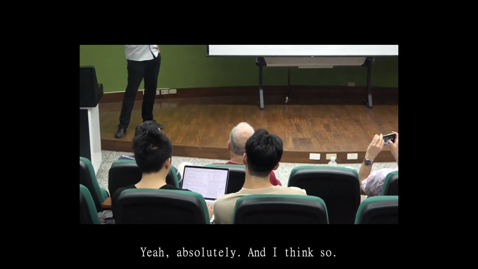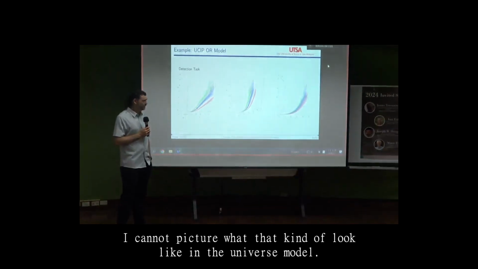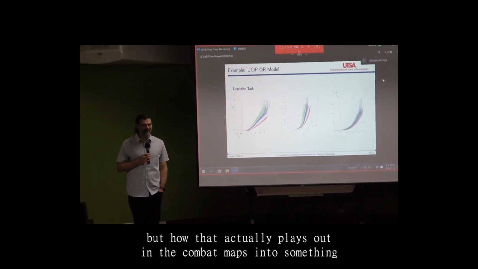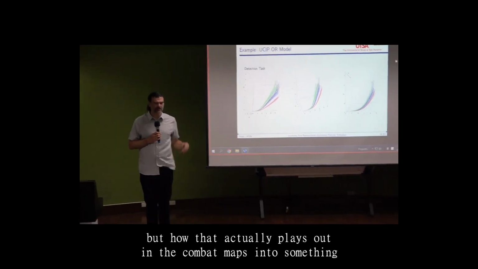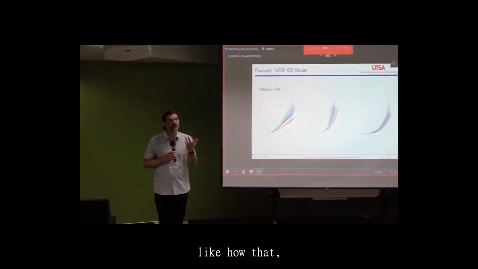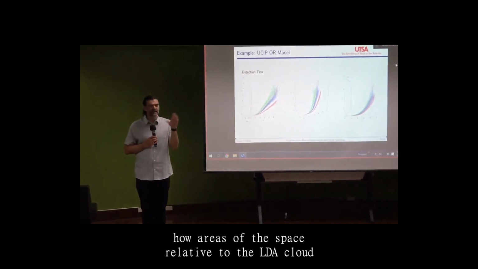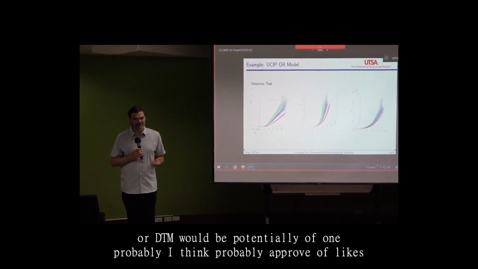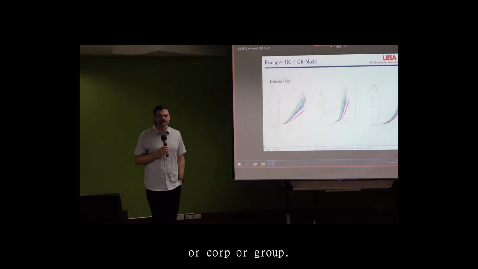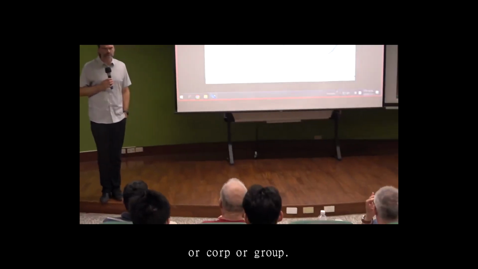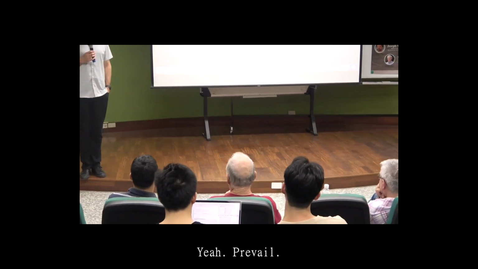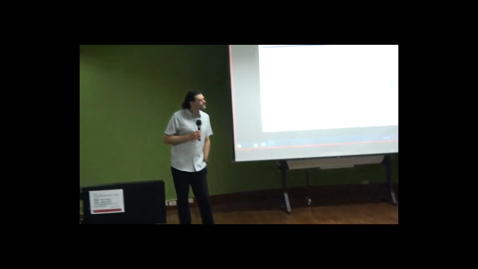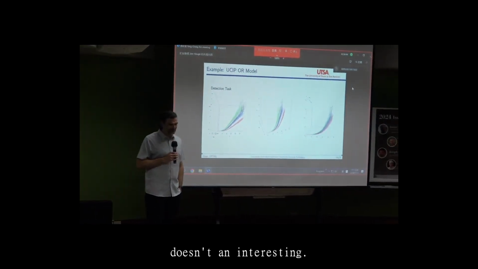Yeah, absolutely. I cannot picture what that's going to look like in gray space. Being a universal model, I know it can do it. But how that actually plays out, and how that maps into how it hits areas of the space relative to the LBA cloud or DDM cloud, I think would be potentially helpful. I think you can probably prove it, like some of the work that we did on activation, at least for the LBA model. Definitely an interesting thought. All right.